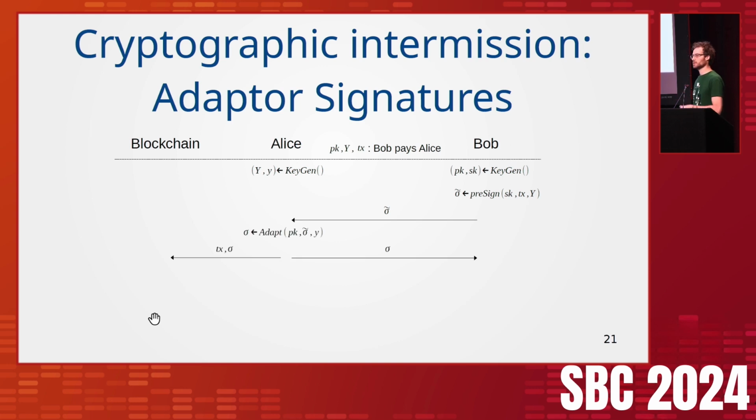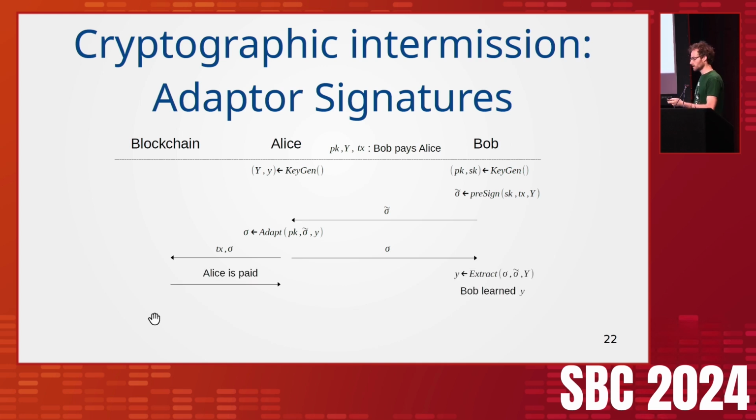However, Alice can apply the adapt function of the adapter signature scheme on top of the pre-signature, using her secret witness to generate a full signature. This full signature is a valid signature by Bob's public key. And so now the transaction is fully signed, and Alice can publish it on the blockchain. And Bob can receive the signature either directly from Alice or by looking it up on the blockchain.